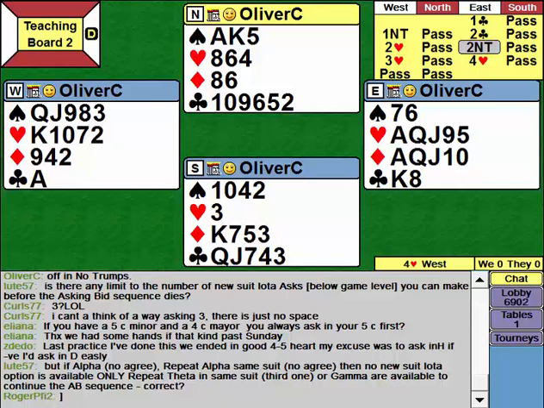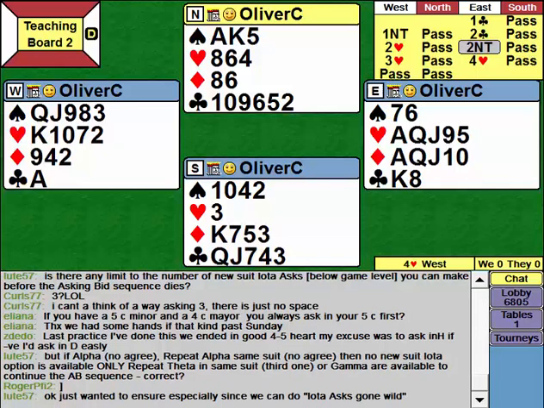But if you do a repeat alpha in the same suit and get a negative response, then apart from a second repeat theta in your original suit, which would set the suit as trumps, asking bids lapse. And as the system stands at the moment, strictly speaking, you shouldn't be able to make another asking bid in a new suit now. But this is an issue that is actively being reconsidered at the moment, in response to a forum post. I mean that is the issue, John, and it's not certain.